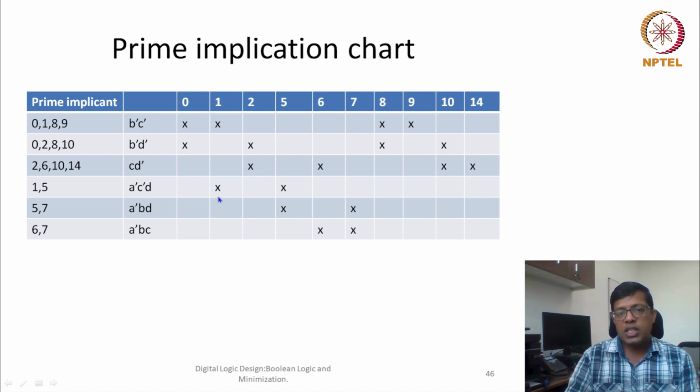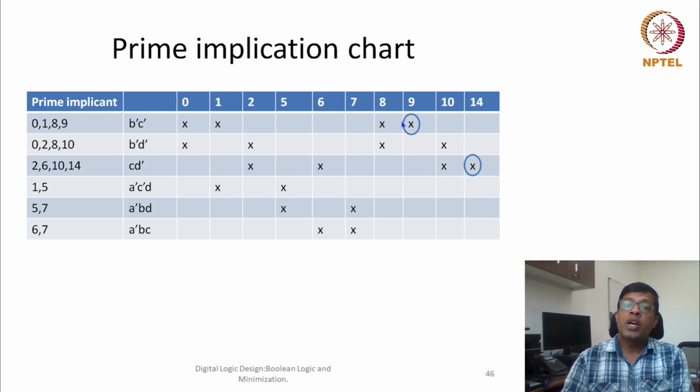So by looking at this table, we see in which min term there is only one tick. So 0 is covered by two prime implicants, 1 is covered by two prime implicants. Similarly, 2, 5, 6, 7, 8, 9 are covered by only one implicant, 10 is covered by two implicants, and 14 is covered by one implicant. So essentially for the min terms which are covered by only one implicant, we circle them. Any implicant which is covering this particular min term is essential. Essential means we have to take them in our final solution.